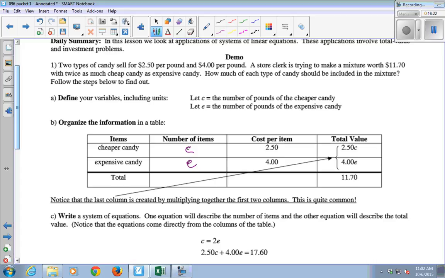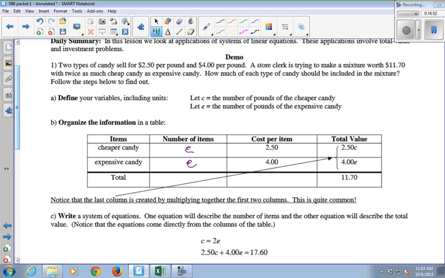So then my total value, if you want to know how much the cheap candy costs, you multiply the number of pounds times $2.50 per pound. So we get 2.5 times C. And if you can't figure out that you should multiply those, you can always pick a number. Like, pretend I have 10 pounds of cheap candy. I have 10 pounds, $2.50 per pound. You multiply them to get $25.